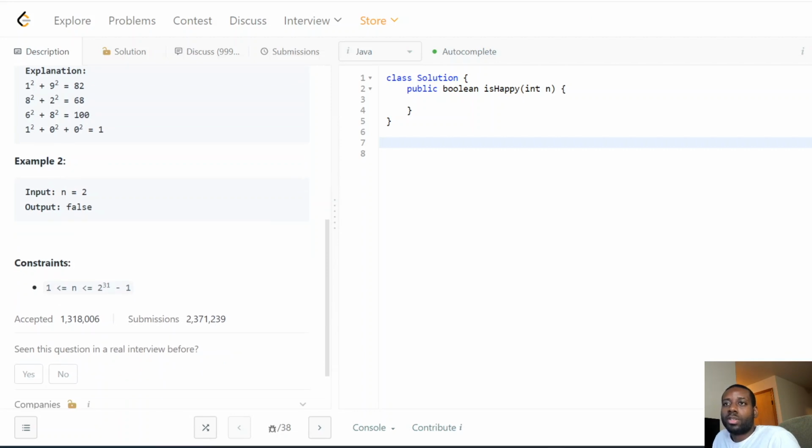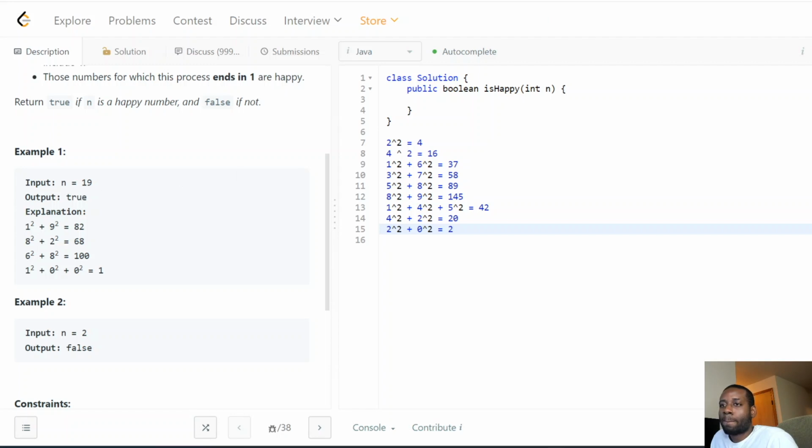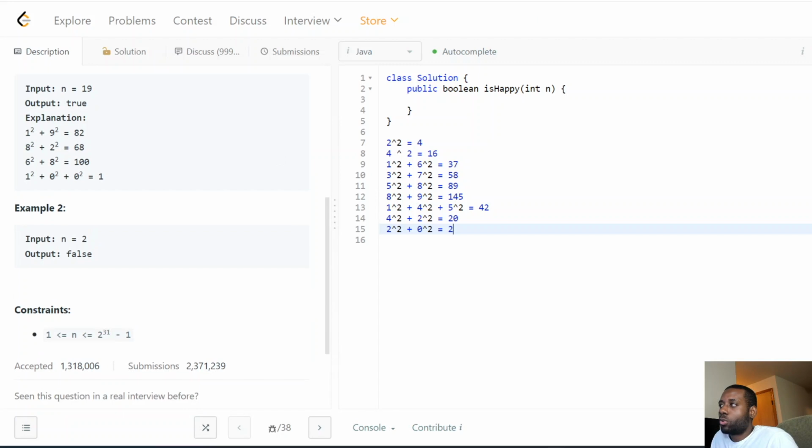So example number 2, we get n equals 2. This one is false, because we don't end up at a 1, so it's not a happy number. Let's quickly see it. We start off with 2 squared equals 4. Then we go to 4, we square the number 4, because that's 1 digit, and we get 16. Now things are starting to heat up a little bit. 1 squared plus 6 squared, we get 37. And then we keep doing that. 3 squared plus 7 squared, we get 58. 5 squared plus 8 squared, we get 89. Then 8 squared plus 9 squared, 145. 1 squared plus 4 squared plus 5 squared, we get 42. Then we get 20, and after 20, we do 2 squared plus 0 squared, which equals 2.